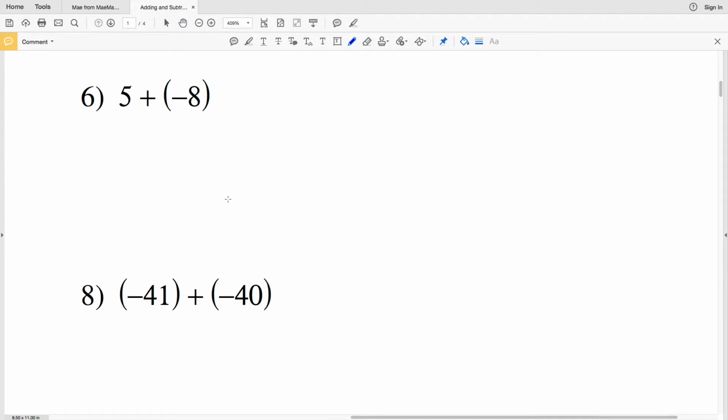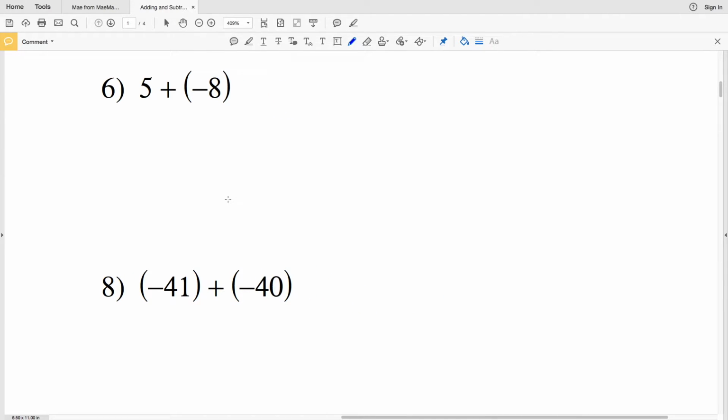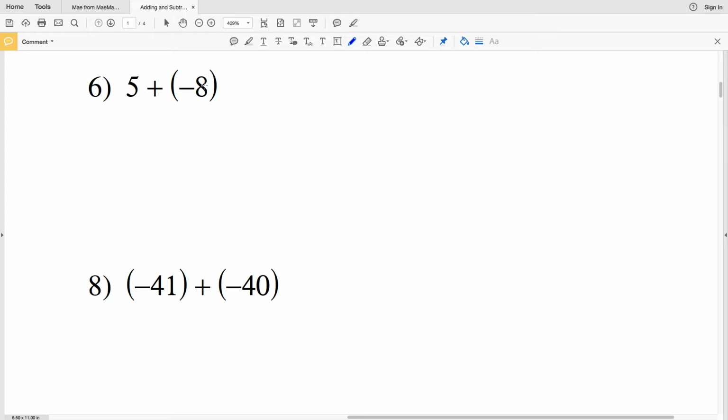For number 6, we have 5 plus negative 8. So adding a negative, we're really subtracting a positive, but since this 8 is greater than 5, we know we're going to wind up with a negative number, and this is going to be a negative 3, because we're starting at positive and going to the left 8 units, so past 0 by 3 more units.